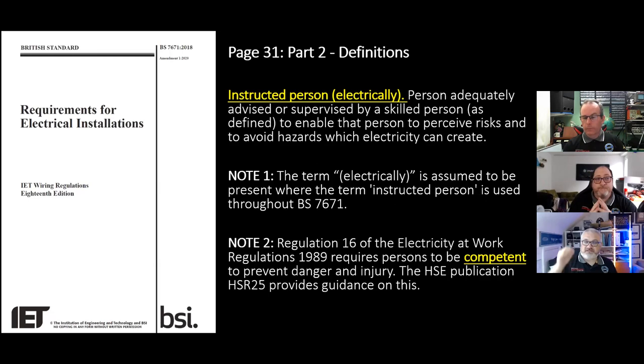Indeed. And if you look at the notes, again, this is in 7671, note 2. Regulation 16 of the Electricity at Work Regs requires a person to be competent. One of the reasons they took the word competent out was because it clashed. And if you're not aware, the hierarchy of legislation or laws above 7671, which is effectively guidance, is an ACOP, which is the guidance on the Electricity at Work Regs, and then the legislation, the Electricity at Work Regs 1989. That defines competency to avoid danger. So anything underneath it will just be a number of methods or tools to achieve that and define what level of competence you need.